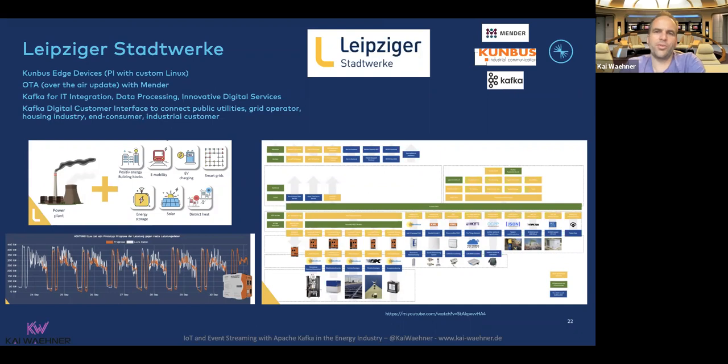And what's also interesting about this Kafka architecture, this is actually the digital customer interface. So they are not just connecting their internal systems, they're also connecting to the grid operator, to the housing industry, to end consumers, and to industrial consumers or customers they're working with. So this is really the interesting part, right? It's not just an internal system, but connecting to many internal and external partner systems.